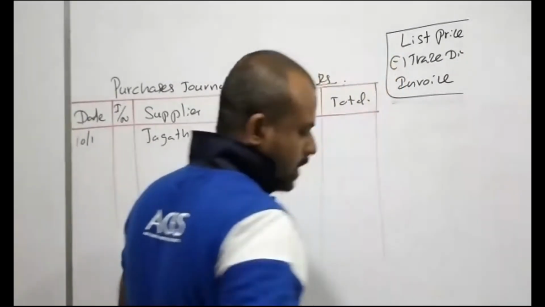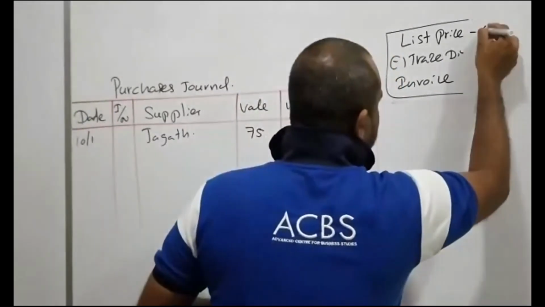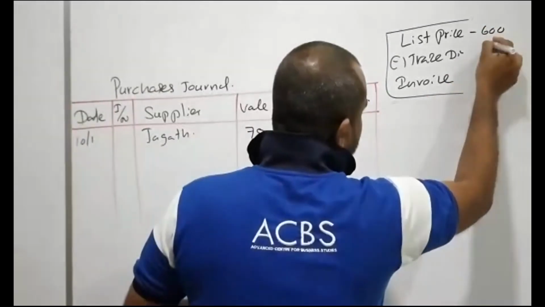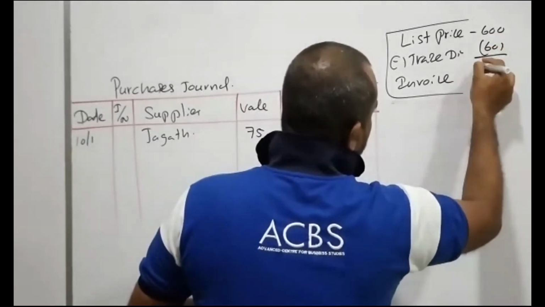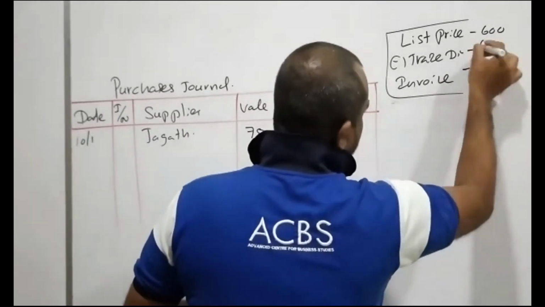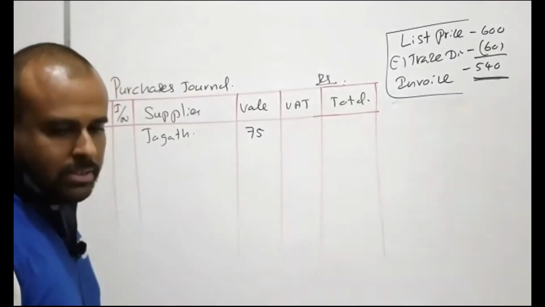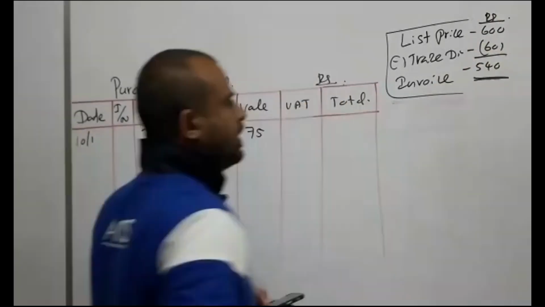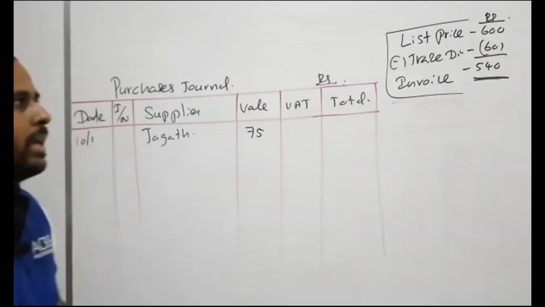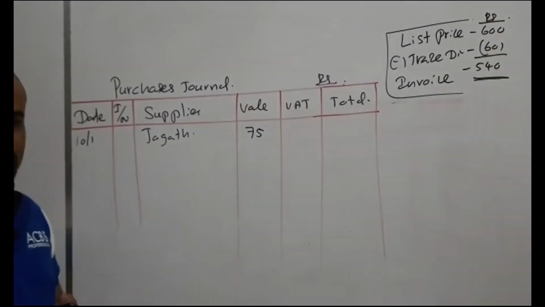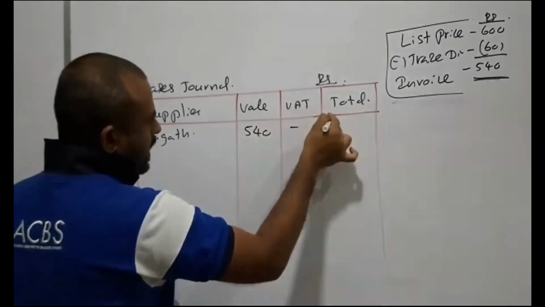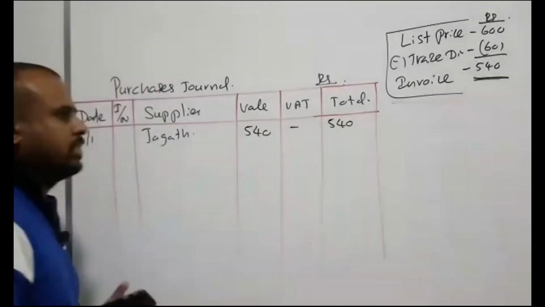Going to this question, the list price is 600,000 and it gives a trade discount of 10%, that is 60,000. How much will the invoice price be? That is 540,000. Invoice price 540, and nothing will be recorded for VAT. There is no VAT. And the total purchases are how much?